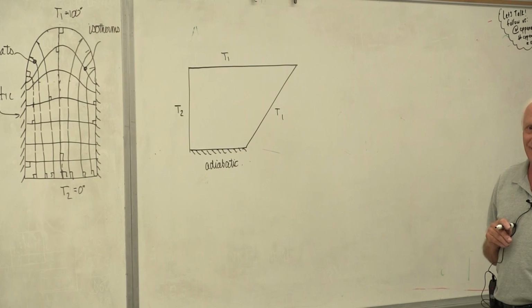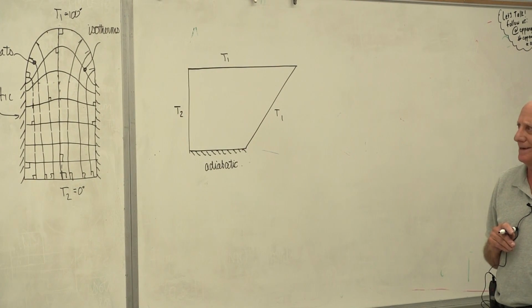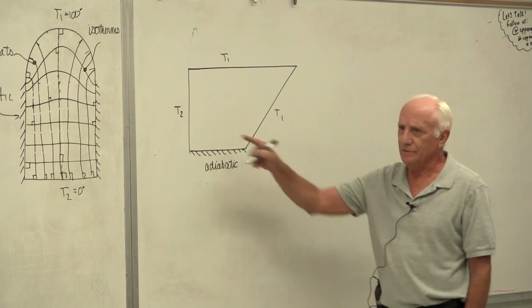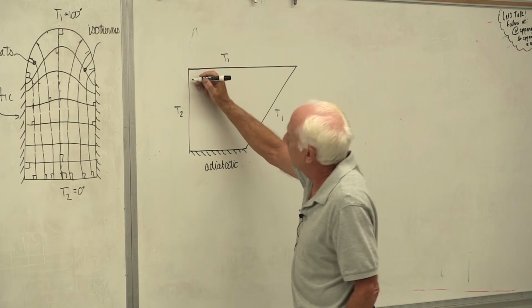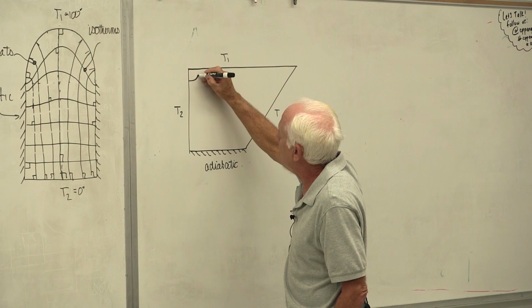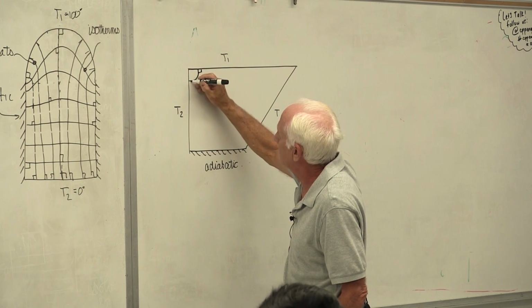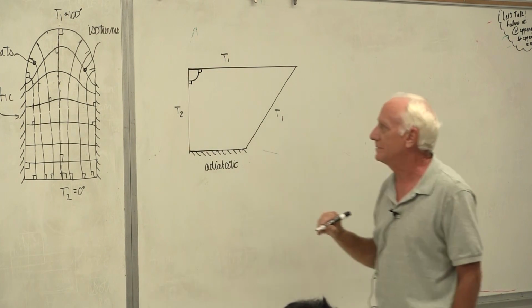Okay, let's take the easy one first. Let's say T1's hot, T2 is hot, T1's cold, T2's hot. I think he'll go out here and it'll make a left turn and go out there. Well, you know, yeah, that's what heat's going to do. Sure it will.